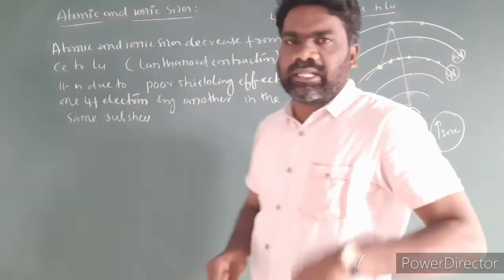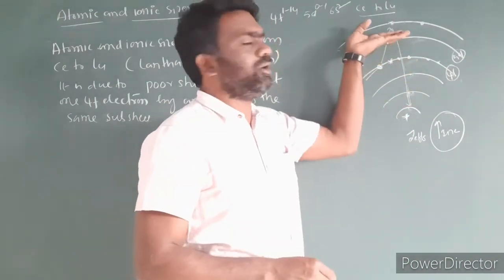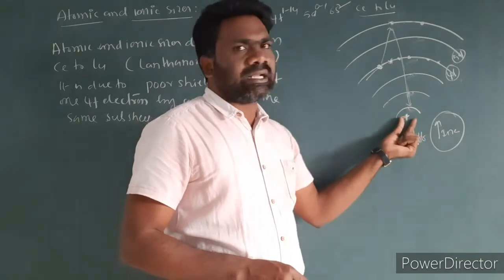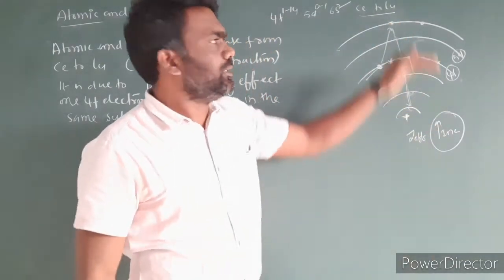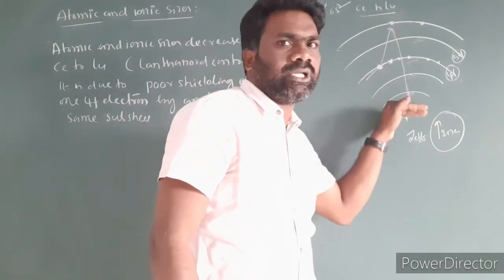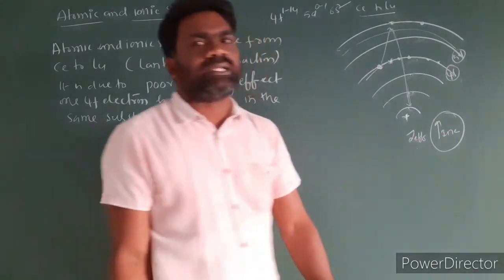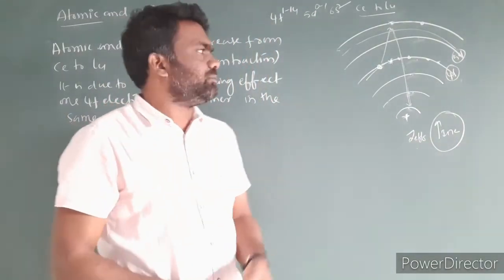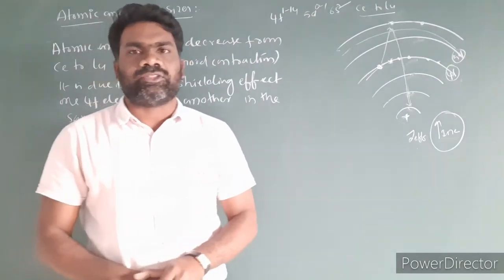The nuclear charge increases, and the inner shell electrons are not repelling the outermost shell. So the nucleus attracts the outermost electron very strongly towards itself. As a result, this electron comes close to the nucleus, and the size decreases. This is nothing but lanthanide contraction. The size is decreasing, and that is lanthanide contraction.